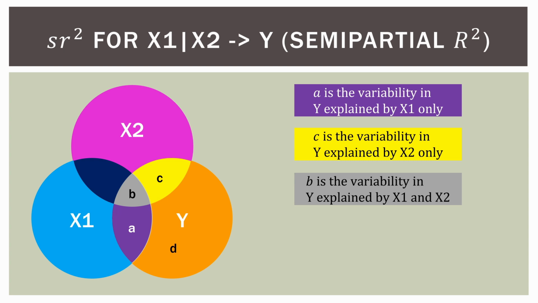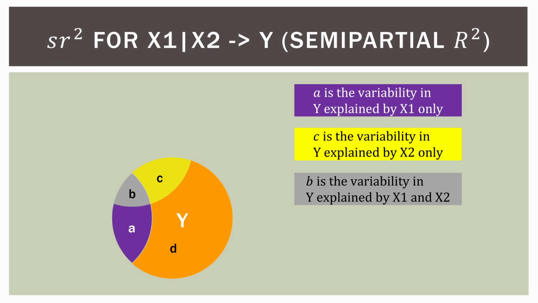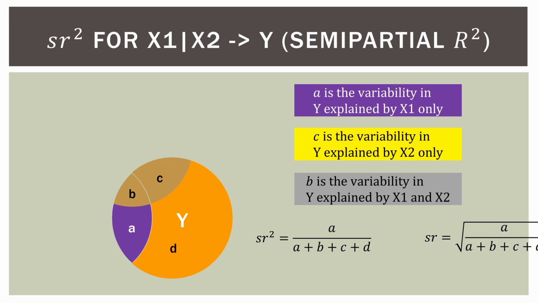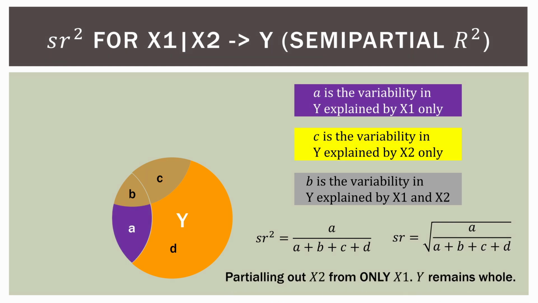Now for the semi-partial R squared and the semi-partial correlation. We start in the same place as we did in the partial correlation. But now look what happens. In this case, our visual is going to look a little bit different. Now B and C stay. We're not partialing out of Y now. So the area is A divided by A plus B plus C plus D. That is our semi-partial R squared. Take the square root, and that is our semi-partial correlation.